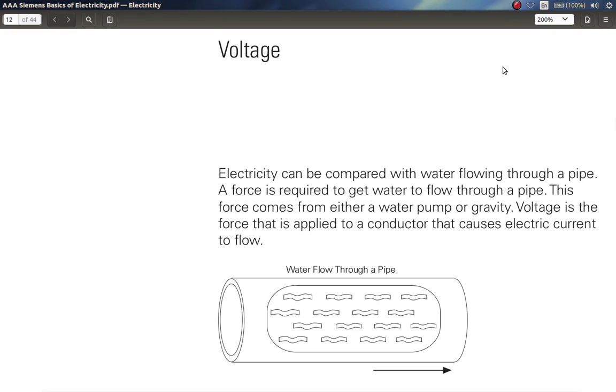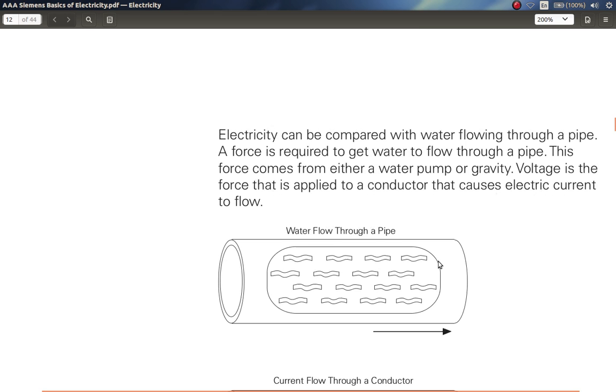We continue looking at the basics of electricity. Voltage. Electricity can be compared with water flowing through a pipe. A force is required to get the water to flow through the pipe. This force comes from either a water pump or gravity. Voltage is the force that is applied to a conductor that causes electric current to flow.